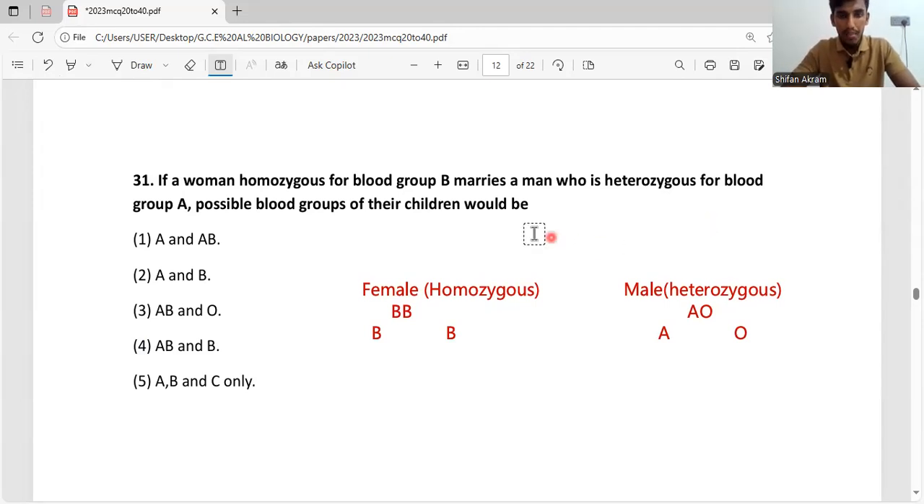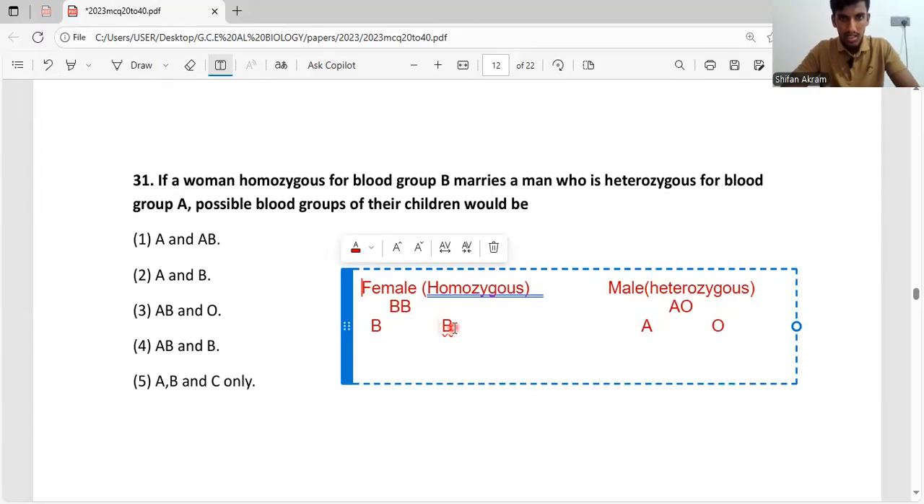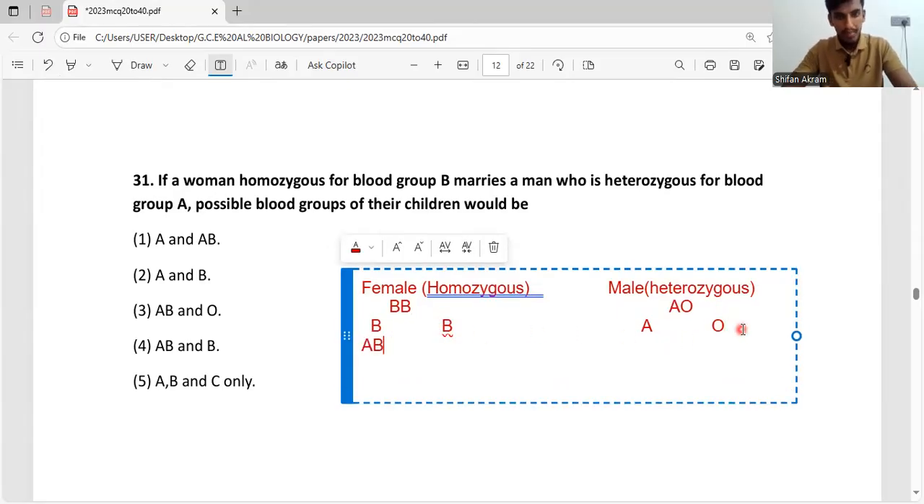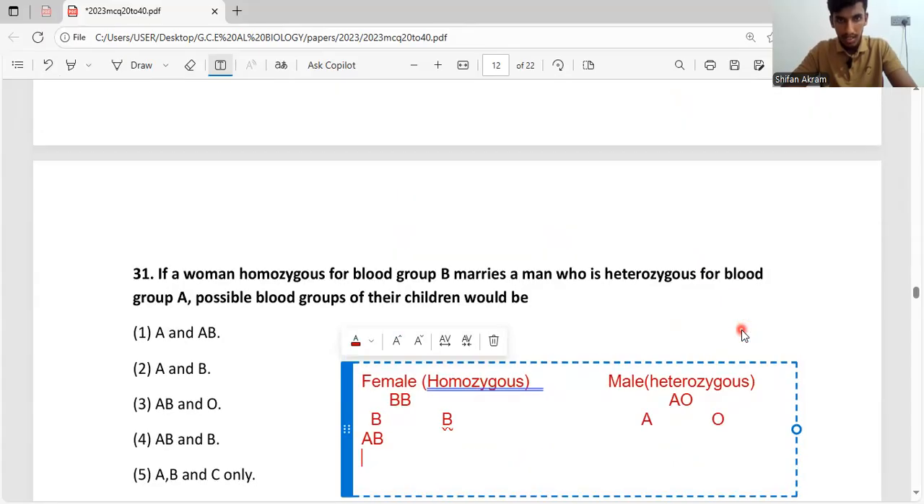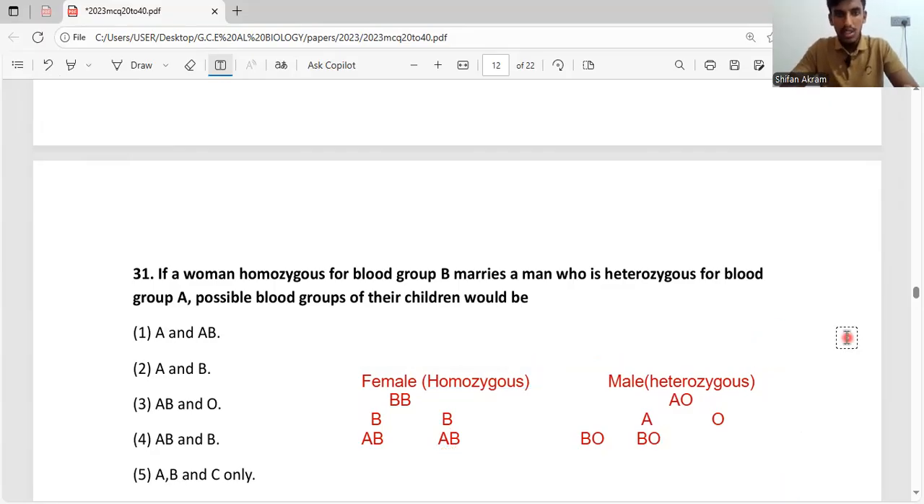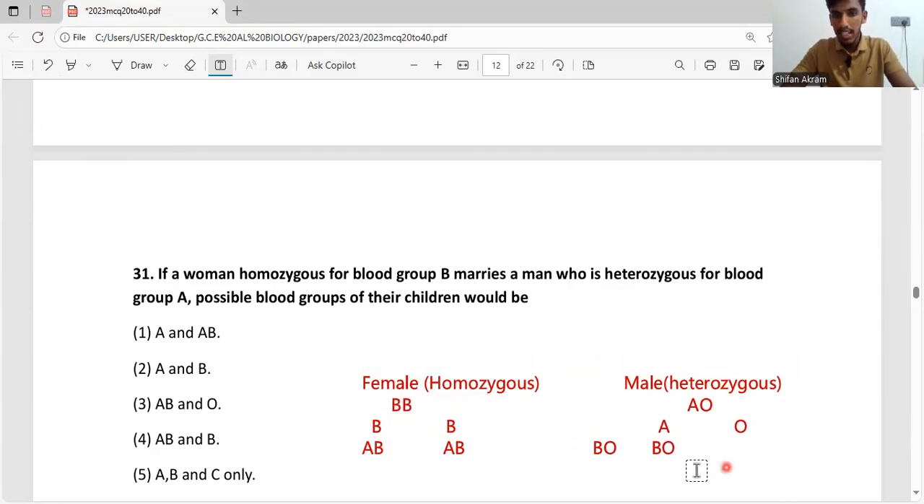So now let's do the cross. So here we can get 1 AB blood group. Then we can get another AB blood group. Then 1 B blood group and another B blood group. So we can get 2 AB blood groups and 2 B blood groups. Why? Because the O alleles are recessive. So the correct answer is the 4th one.